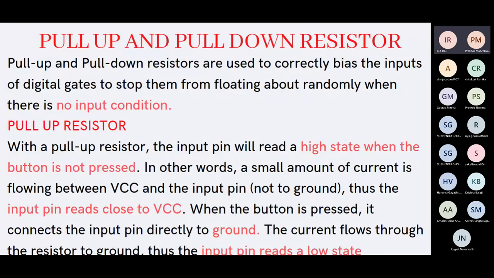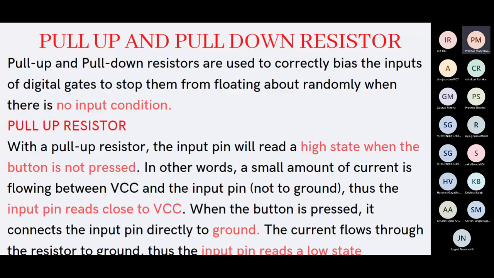Pull-up and pull-down resistors are used to correctly bias the inputs of digital gates to stop them from floating about randomly when there is no input condition. When we have no input condition, the pin is neither connected to ground nor to any voltage, and we don't want that floating, undefined state of the pin, so we make use of pull-up and pull-down resistors. That floating state is undefined because there can be thermal noise, electrical noise, or electromagnetic disturbances also. Because of all these reasons, the pin state, when it is not connected, is undefined. We want to avoid that state, so we make use of pull-up and pull-down resistors.